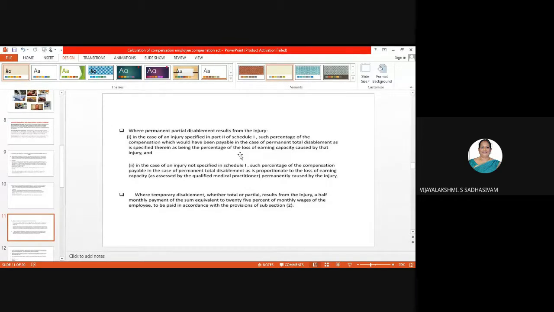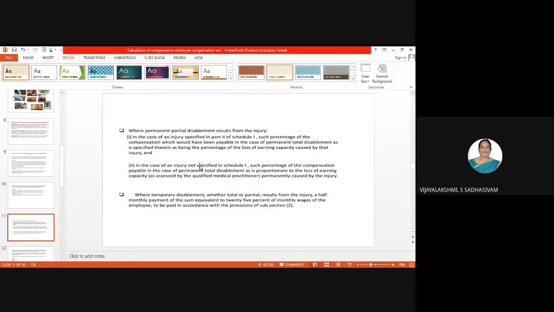In the case of an injury which is not specified in Schedule 1, we will take the percentage of compensation payable in the case of permanent total disablement as proportionate to the loss of his earning capacity. So who will tell us this loss of earning capacity? Only the medical practitioner. He will be assessed by a qualified medical practitioner, and they will tell us the percentage of loss of his earning capacity.